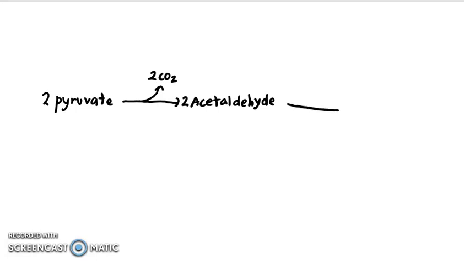Okay, and then what happened to the acetaldehyde? It will be reduced into ethanol. So that's why the products of alcohol fermentation are actually ethanol and also carbon dioxide. Okay, so what is the reducing agent? NADH. Okay, sorry, NADH will be oxidized into NAD+, not reduced. NADH will be oxidized into NAD+. Acetaldehyde will be reduced into ethanol. Okay, so this is for alcohol fermentation.